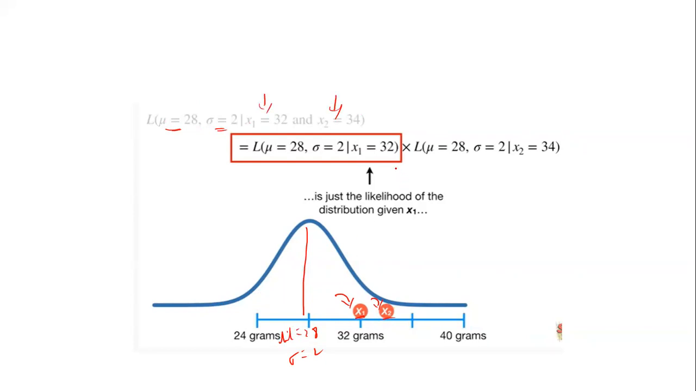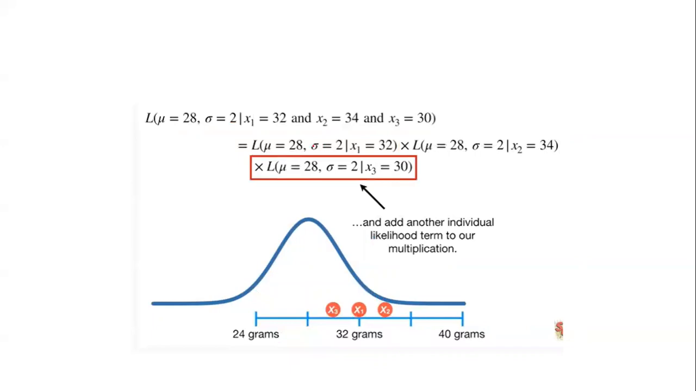When you have two points, what you have to do is just multiply the two things. That's all. So it is the likelihood with mu 28 and sigma 2 and x1 32, times the likelihood with mu 28, sigma 2 and x2 34. If it is three data points, then again let us assume initially mu 28 and sigma 2, x1 32, x2 34, x3 30.